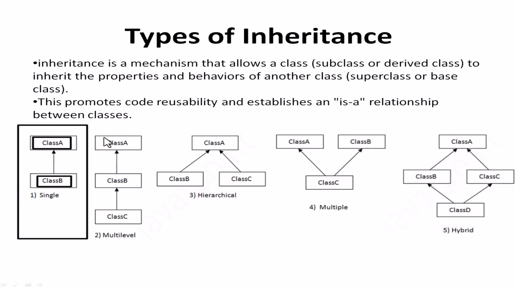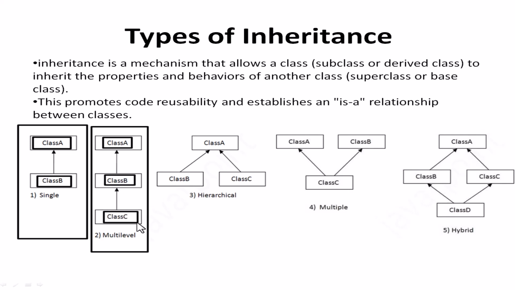So next scenario, multilevel inheritance. Class A is a parent of class B, which is a parent of class C. You can say class A is a grandparent, class B is a parent, and class C is a child. Next, class A is going to pass its properties to two classes, class B and class C. So a parent is having two children.